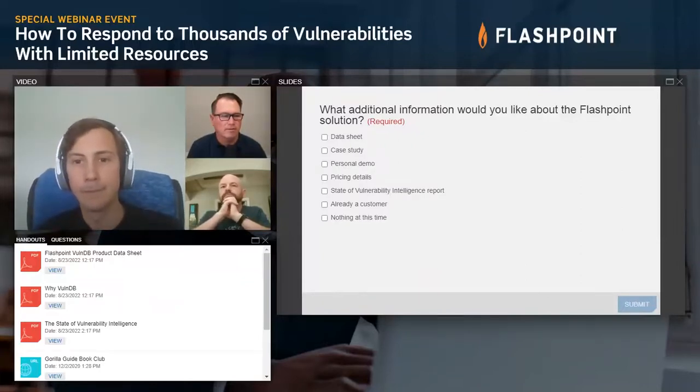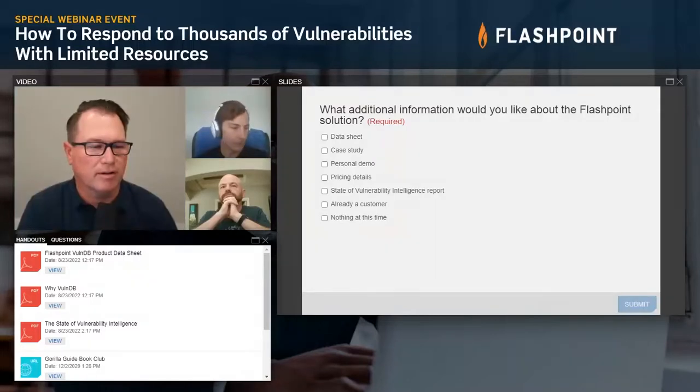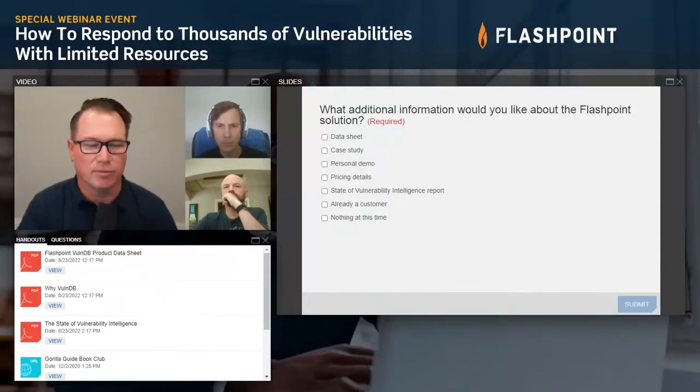Got it. Okay, excellent. Another question they're asking: do you have any additional resources or any suggestions for resources for companies with limited resources that want to address vulnerabilities discovered through VulnDB? So they find vulnerabilities with VulnDB, and then I guess the question is, you don't have a lot of staff, perhaps. Any suggestions for those folks out there that aren't quite sure what to do with the vulnerabilities that are found?